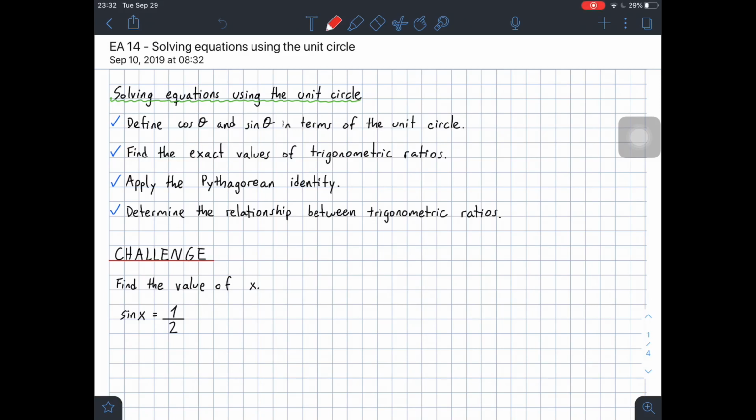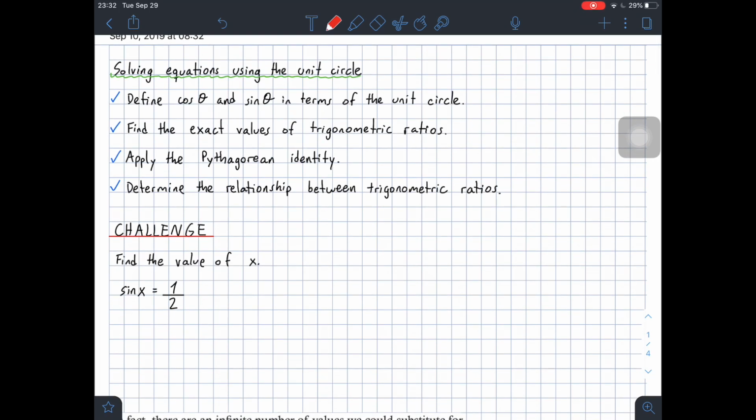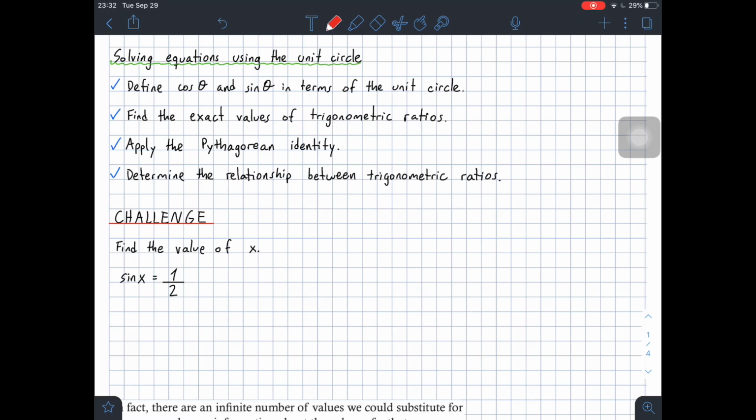Hello juniors, today we're going to see electronic assignment 14, which is solving equations using the unit circle. The objectives for today's class are four. First, define cosine and sine of theta in terms of the unit circle. Number two, find the exact values of trigonometric ratios. Number three, apply the Pythagorean identity. And finally, determine the relationship between trigonometric ratios.